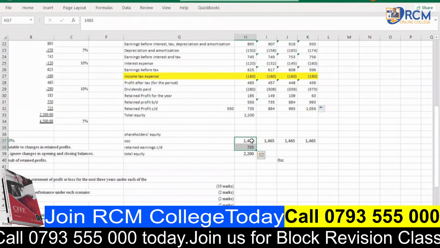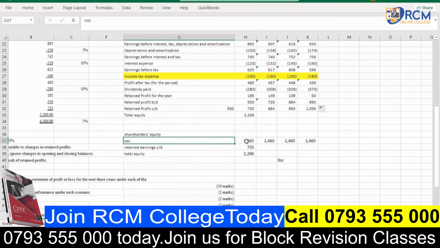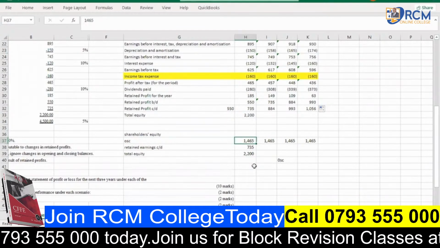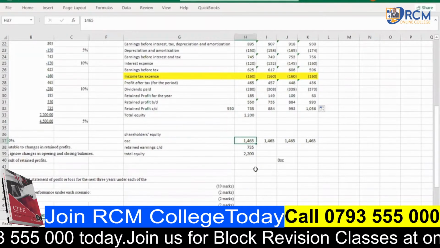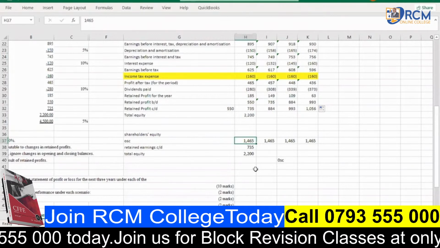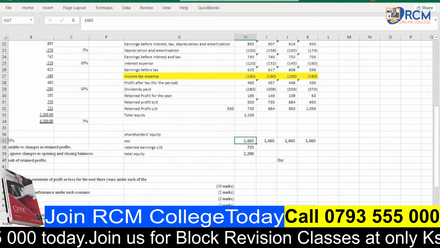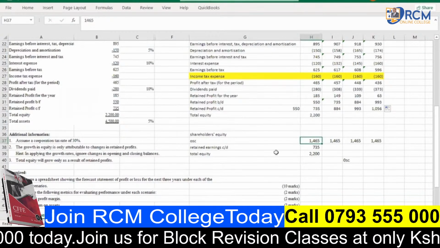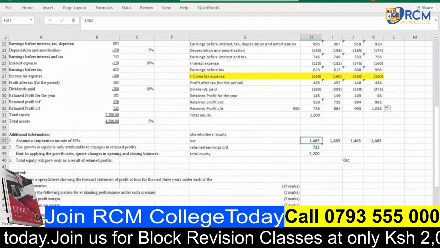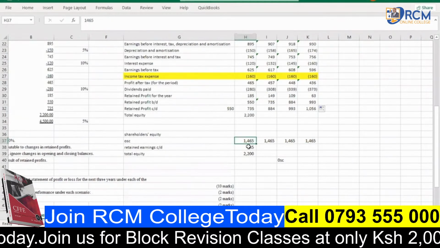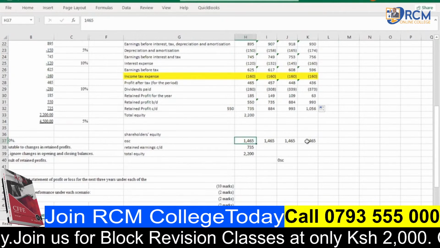Sasa tumekuja hapa tukapata 1465. This 1465 is ordinary share capital, assuming this is a public limited company. You know very well ordinary share capital is always fixed. And the examiner is telling us that an assumption is given that the changes in the total equity will not be as a result of ordinary share capital. No, it will be as a result of changes in retained earnings. So our ordinary share capital will be constant all through.